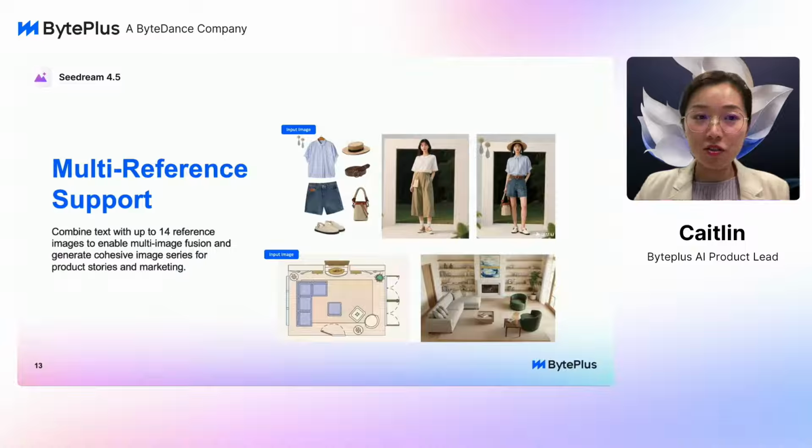Okay, and so what makes this model different from the rest of the image generation models on the market? So here are some of my understandings, and I would like to share with you. The first one is the multi-reference support, and this model can support up to 15 input and output images added up together, right? So that means you can generate up to 15 images if it's text to image generation, or 14 images if it's image to image generation.